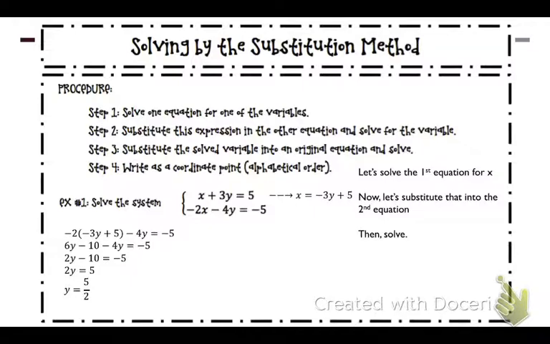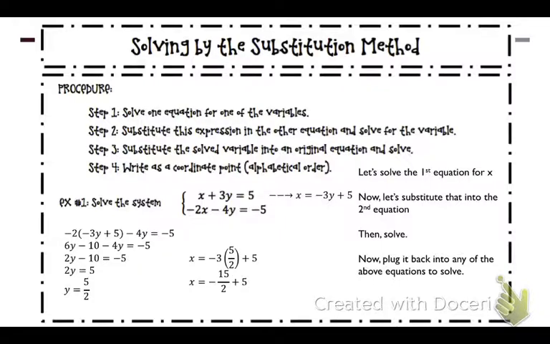Now, to go back and solve for x, I'm going to plug that into either one of the equations. And I'm just going to choose my equation that is x equals negative 3y plus 5. So I'm going to plug y in for that y up there. So I get x equals negative 3 times 5 halves plus 5. Negative 3 times 5 halves is negative 15 over 2. I'm going to change that. So 5 is the same thing as 10 over 2. So that becomes negative 5 over 2.